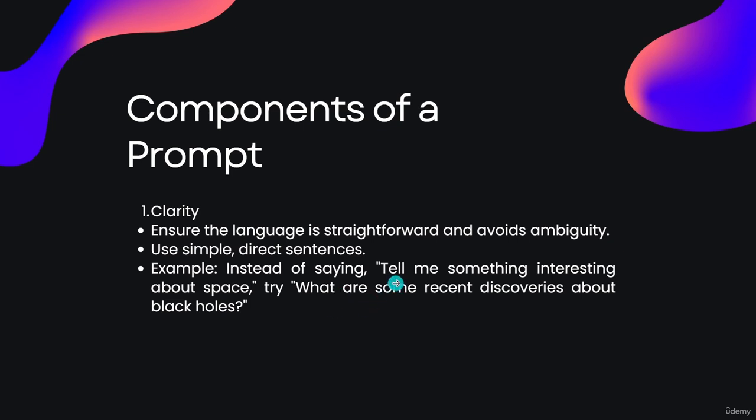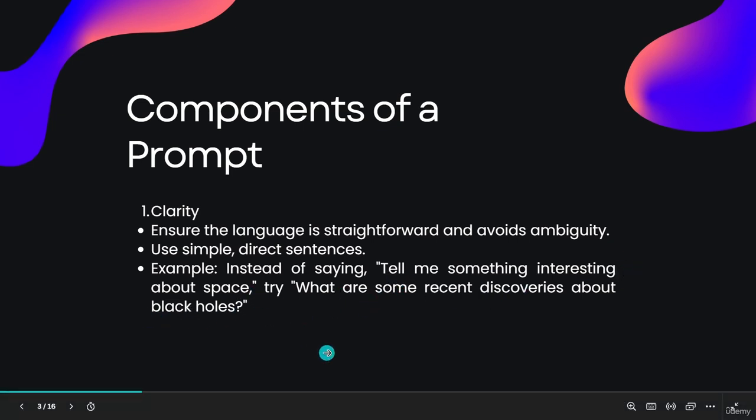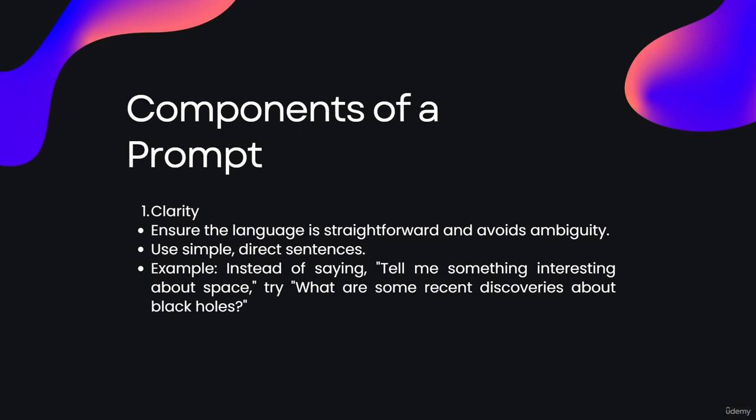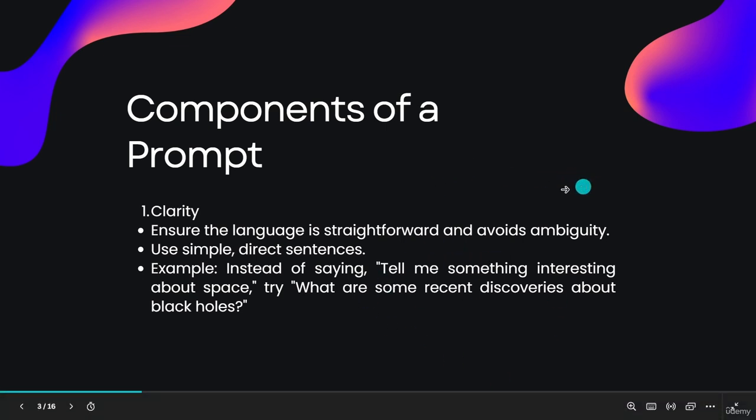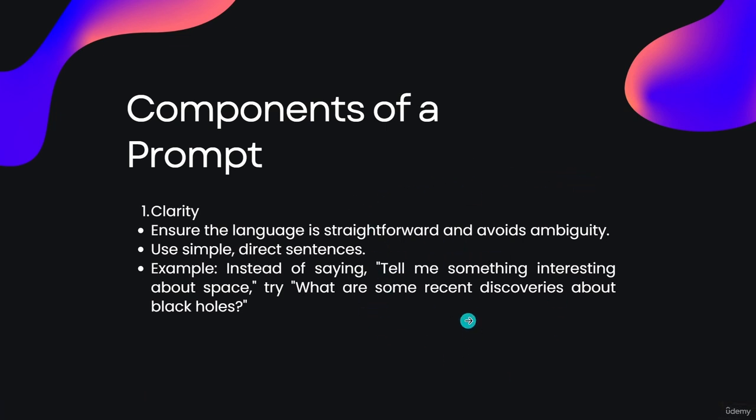Compared to this, "Tell me something interesting about space" will just throw out some interesting facts about space. There is no specificity in that, there is no clarity in that. So these are some clarity points that we have to keep in mind while writing the prompt. Clarity plays a major role. You have to give the instruction to a model like you are asking for a specific topic, in which you have direct clarity in your mindset while writing the prompt.